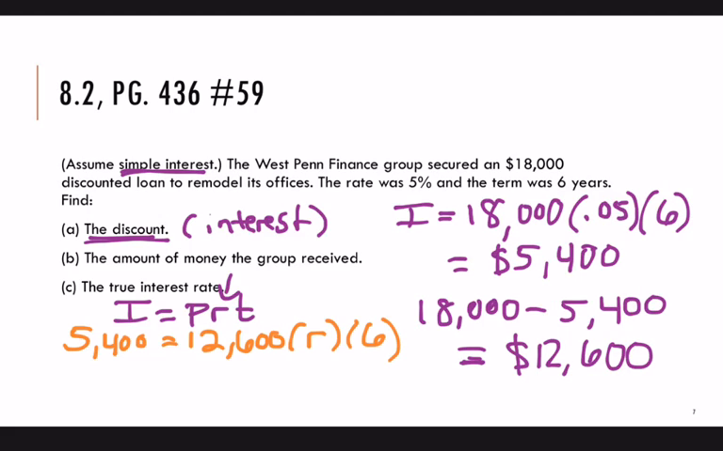Okay, so divide 5,400 by 12,600 and also by 6. And the rate, this one does need to be rounded somehow. This is 0.0714, etc., etc. Your textbook rounds this to 7.1%.